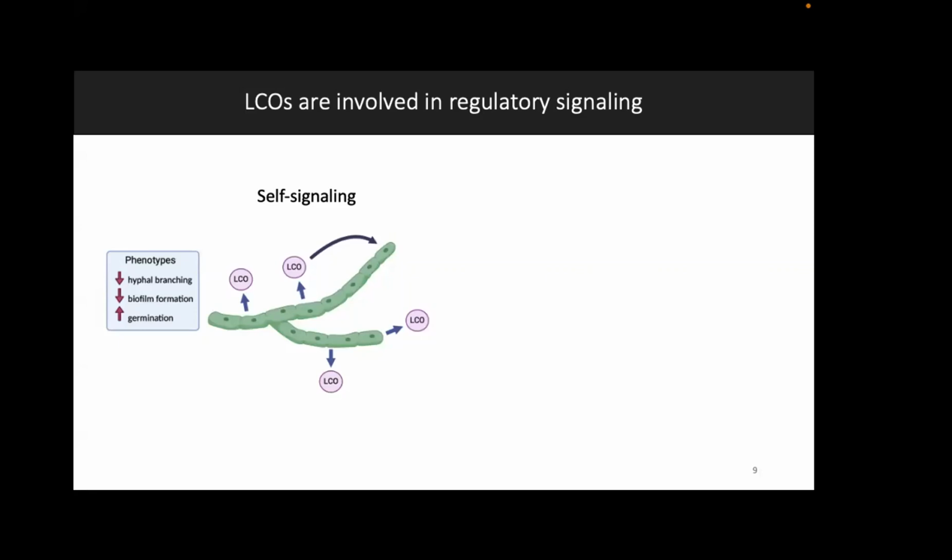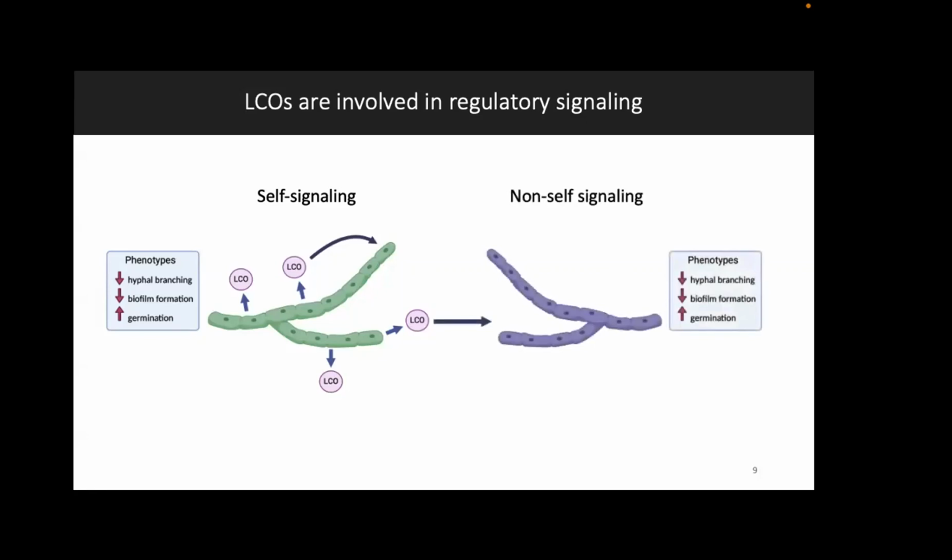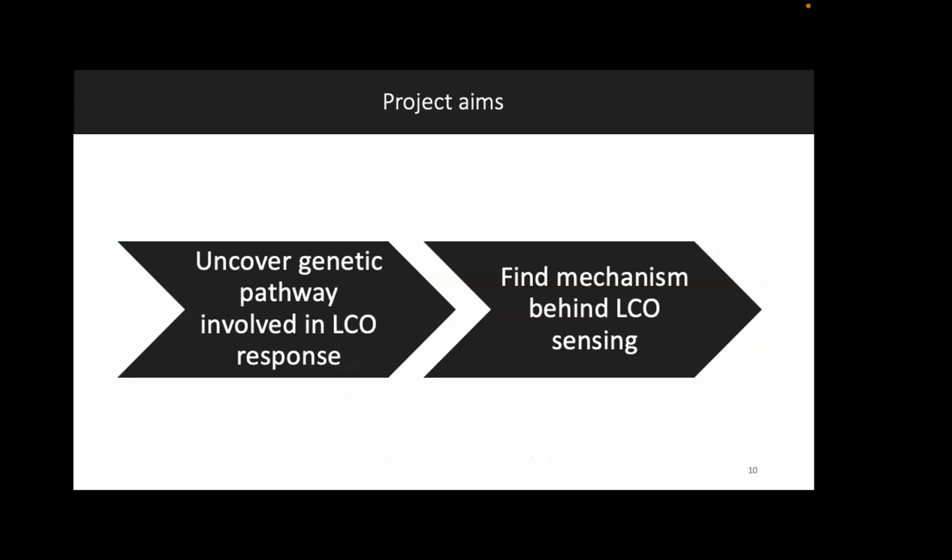But because they're being secreted into the soil, we also hypothesize that they're important for non-self signaling. So other individuals can take it up and have their own development altered in a form of crosstalk. So this leads to one of my bigger questions, which is how do they recognize and respond to LCOs? Specifically, I can narrow this down into two big questions. Uncover the genetic pathway involved in how Aspergillus responds to LCOs, and also find the mechanism by which Aspergillus perceives LCOs.